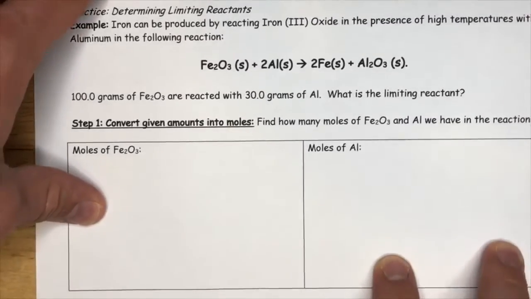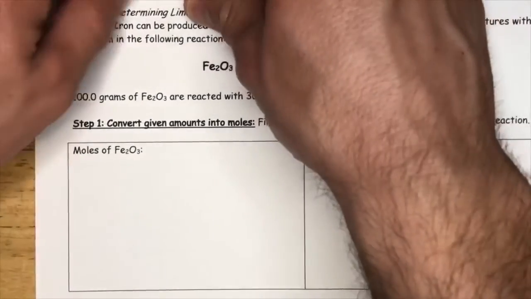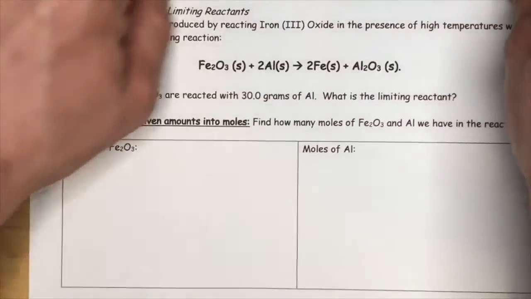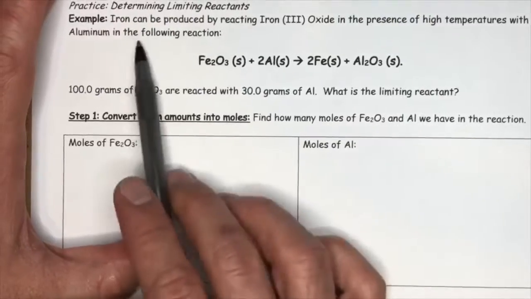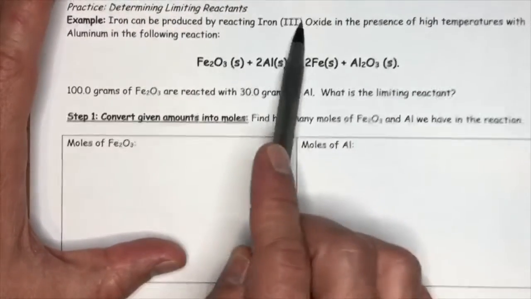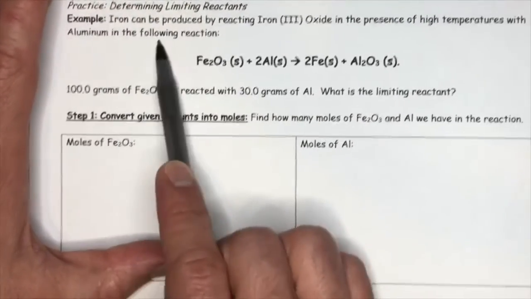Okay, so in this first example, we are going to do that first task that I told you I would teach you about, and that is figure out the limiting reactant. So in the scenario, it tells us iron can be produced by reacting iron 3 oxide in the presence of high temperatures with aluminum in the following reaction.